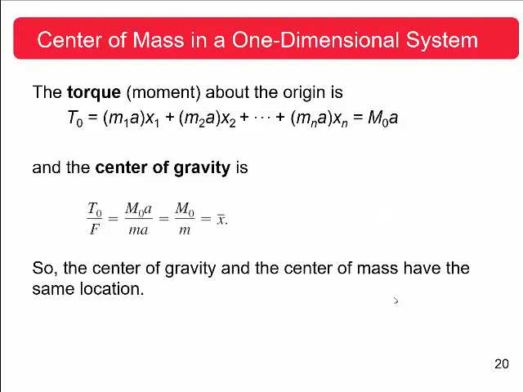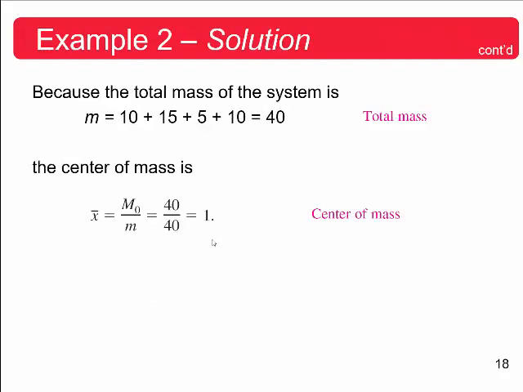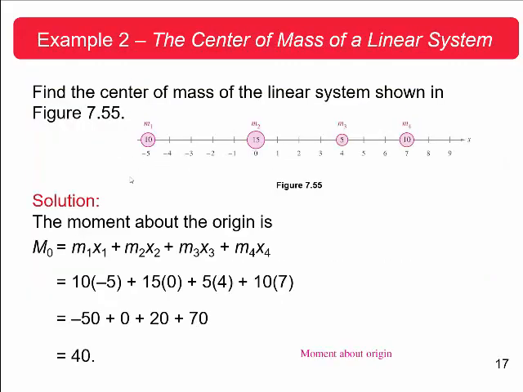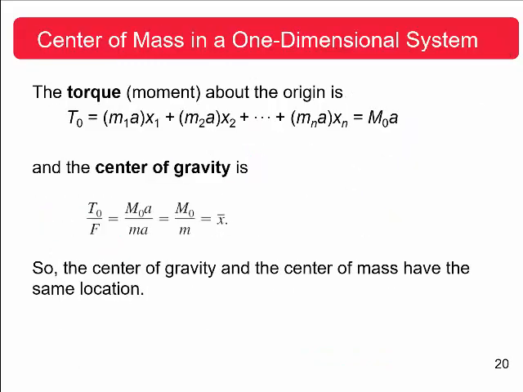All right, so the torque, the moment about the origin, which we denote as T sub 0, is equal to m1 times a times x1 plus m2 times a times x2, and so on. So just pulling this out here, this is just equal to M0, which, going back just so we're clear, M0 is right here, the moment about the origin, times the acceleration. And then by extension, the center of gravity is equal to torque divided by force, which is the same thing as x bar.